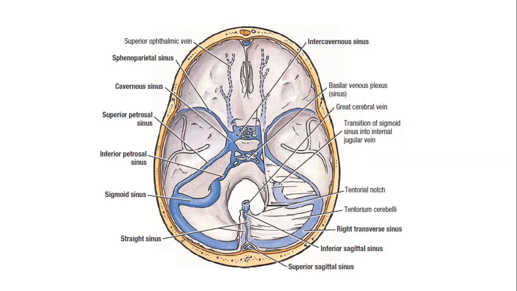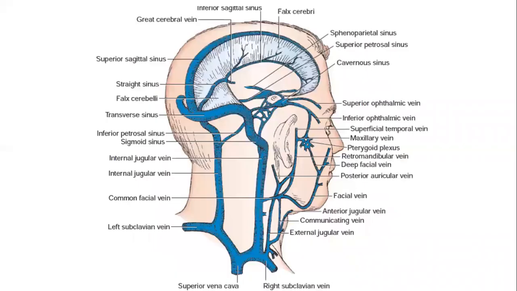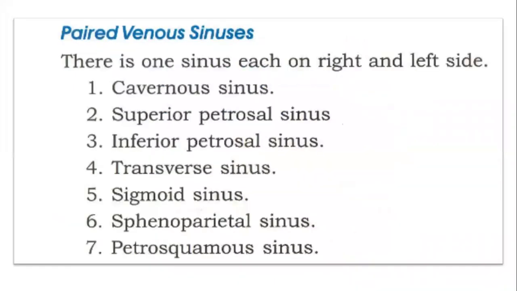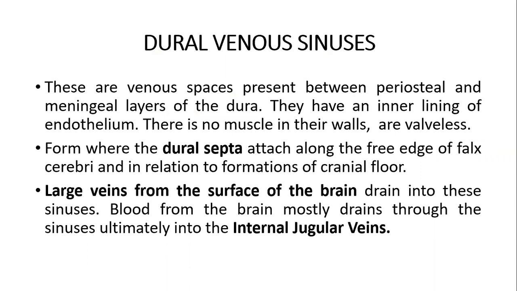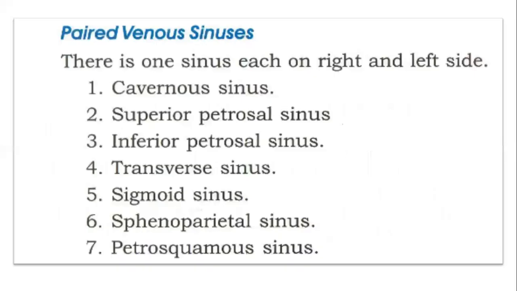The large veins from the surface of the brain empty into these sinuses, and most of the blood from the brain ultimately drains through them into the internal jugular veins. So here you see the dural venous sinuses. This is the general description I've just told you, and this is how they are classified.